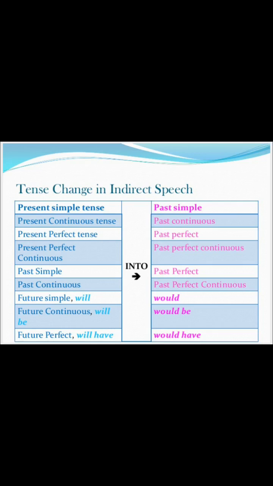Suppose there is simple past tense in the direct speech, then it is to be converted into past perfect tense in indirect speech. If past continuous is there, it is to be converted into past perfect continuous. And if there is future tense, then it is to be converted into would, or if there is future continuous, it should be would be, or if there is future perfect, it should be would have in our indirect speech.